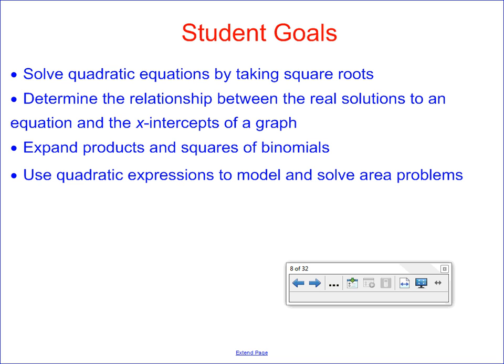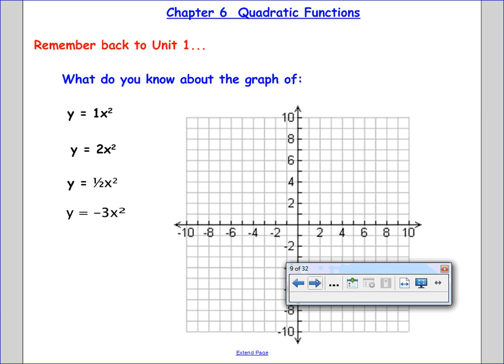We're also going to expand products and squares of binomials, and you guys have already done that in Bellwork. When you multiply those two binomials together for number 2 and number 3, you're already multiplying two binomials together or expanding a square of a binomial. And lastly, we're going to use quadratic expressions to model area problems, and so I'm excited about that.